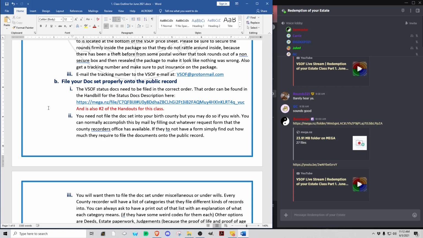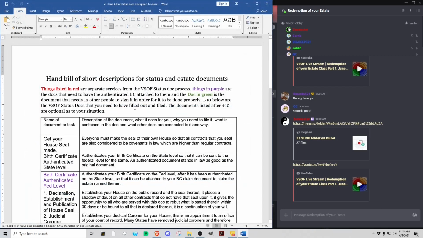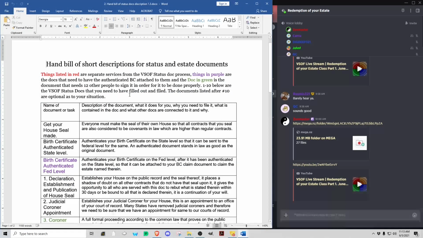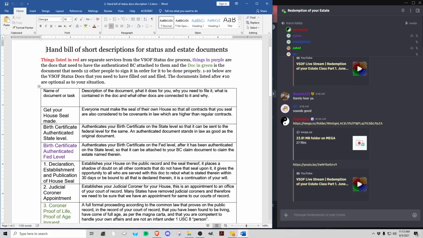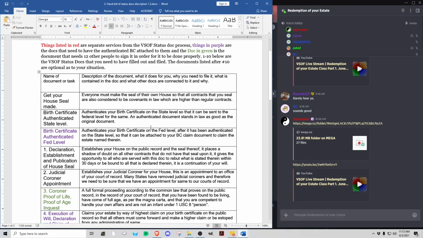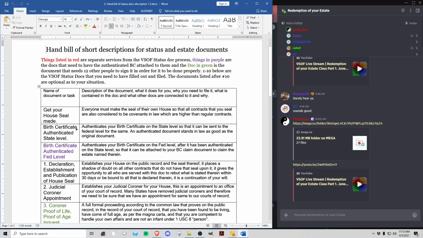After you get your status docs done, you file your status docs properly onto the public record. They need to be filed in the correct order. Now, I went over this the other day in a free class, and I also went over it completely in the status docs class anyway. But there is an order specifically that they need to be filed in. It's handout number 2 in the class folder here. So let's open that up, and I'm just going to go through a very short description and the reason why these things have to be filed in the proper order.